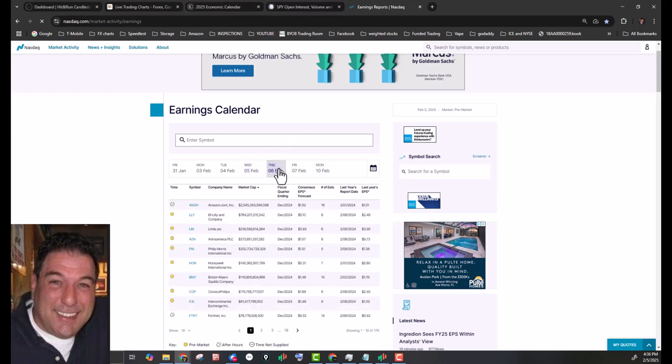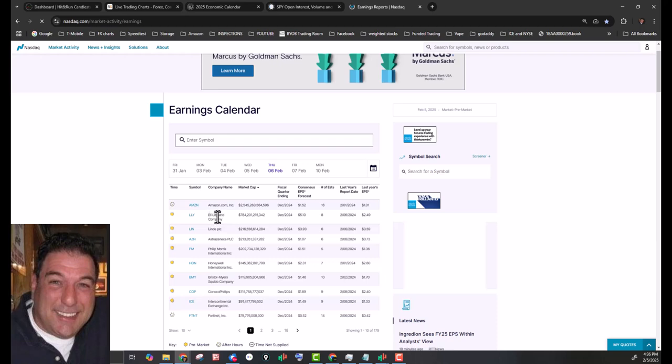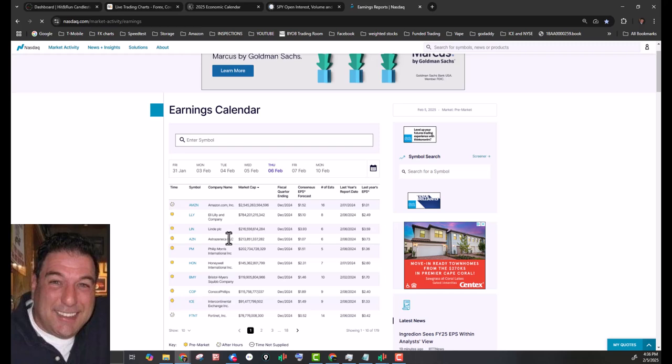So tomorrow, you got Amazon, big tech. That's $2.5 trillion. It's probably bigger than the whole Canadian economy. They're going to report tomorrow night. And then you've got tomorrow morning, Eli Lilly, AstraZeneca, little pharmaceuticals. Then you got some Philip Morris, some tobacco, which if you take enough tobacco, you'll be on pharmaceuticals.